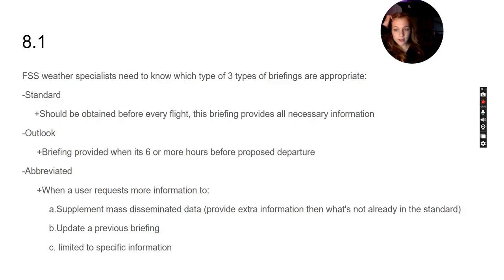And then the abbreviated briefing. So when a user requests more information, you could request supplemental data, which I was like, what does that even mean? So I had to look it up, but it provides extra information that's not already in the standard. I don't know why they made that word so complicated, but whatever. Update from a previous briefing and just any specific information, just limit it if you need something specific real quick.